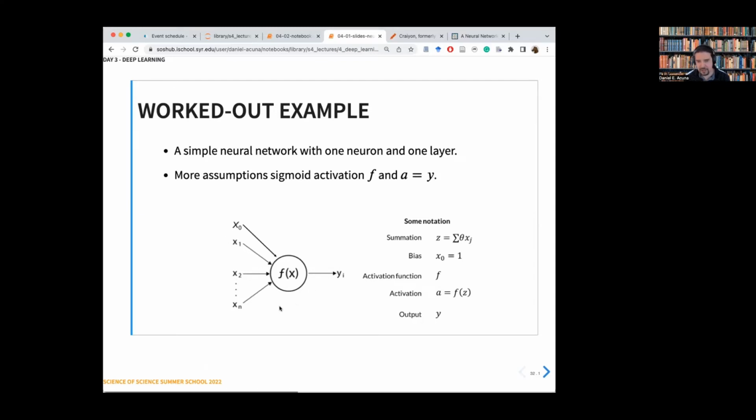Okay, so let's think about just one neuron. We have one neuron, we have multiple inputs, and there are these special terms that people use in neural networks. We first define something called the summation, the linear combination of the weights. Each of these arrows will have a weight associated with it. We call them theta, and we multiply each by the corresponding input, and we just add that linearly. So this is just like a regression. Imagine that this is just a linear regression.